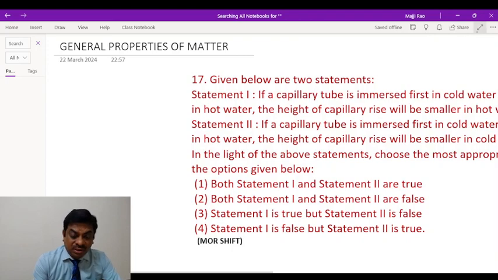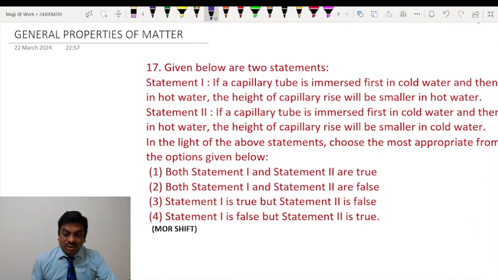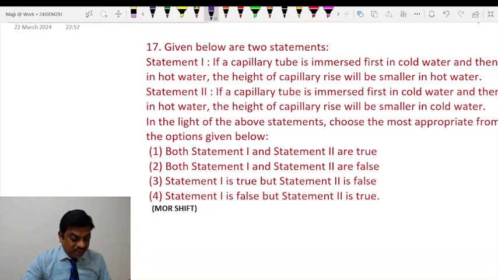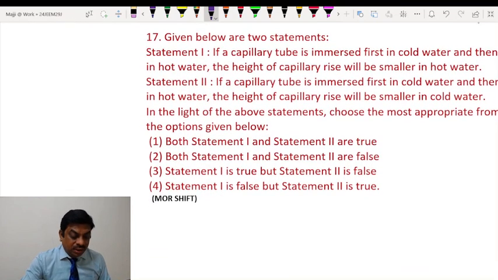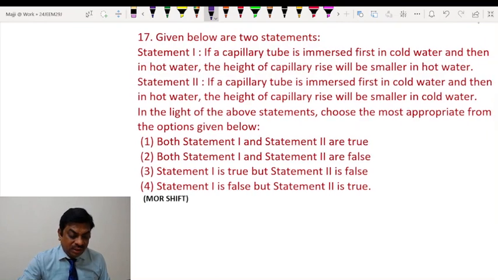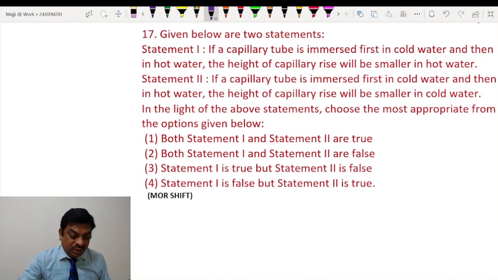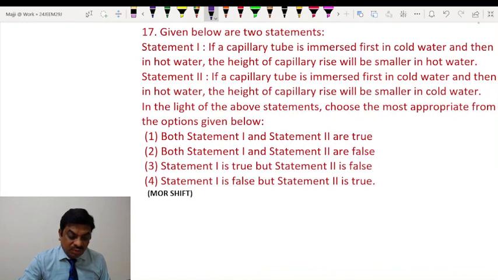Starting from question number 17, students. As you can see, given below are two statements. Statement 1: If a capillary tube is immersed first in cold and then in hot water, the height of capillary rise will be smaller in hot water. Statement 2 states: if a capillary tube is immersed first in cold water and then in hot water, the height of capillary rise will be smaller in cold water. In the light of the above statements, choose the most appropriate option.